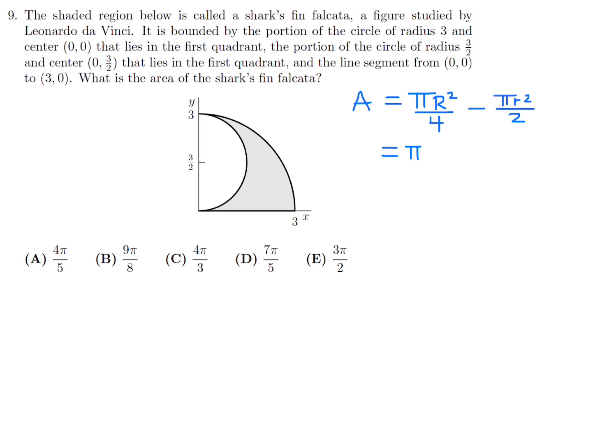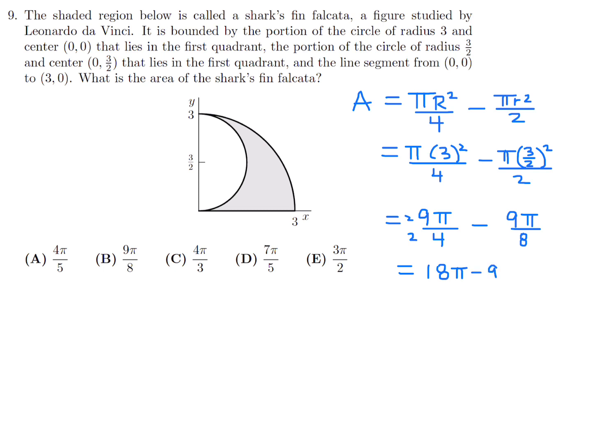So the big R, they told me, is 3, and the small r, they told me, is 3 over 2. So now we just have to do this math. So this is 9 pi over 4. And this is 9 over 4 and then times 2, so 9 over 8, so 9 pi over 8. Common denominator, and you get 18 pi minus 9 pi all over 8. And that is 9 pi over 8. So number 9, the answer is B.